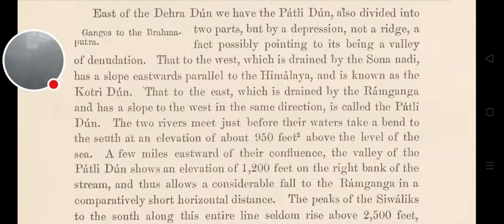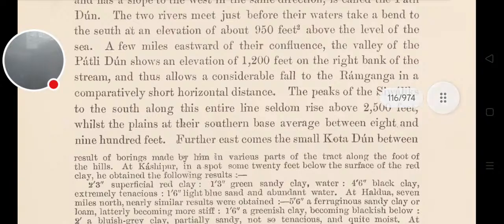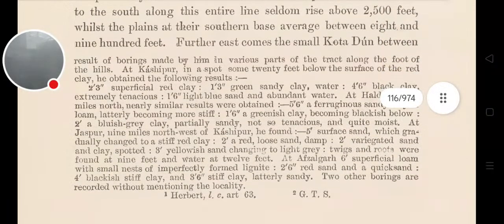The two rivers meet just before their waters take a bend to the south at an elevation of about 950 feet above the level of the sea. A few miles eastward of their confluence, the valley of the Patli Dun shows an elevation of 1,200 feet on the right bank of the stream and thus allows a considerable fall to the Ramganga in a comparatively short horizontal distance. The peaks of the Shivaliks to the south along this entire line seldom rise above 2,500 feet, whilst the plains at their southern base average between 800 and 900 feet.